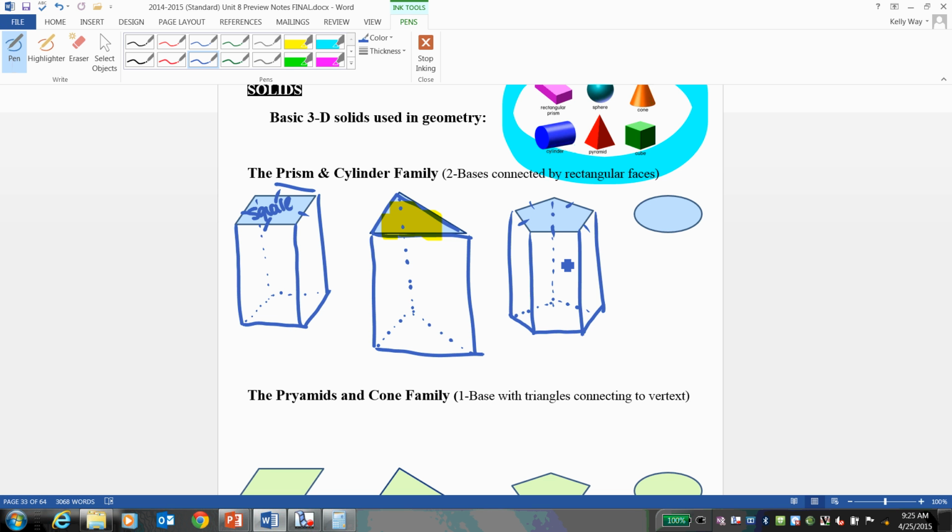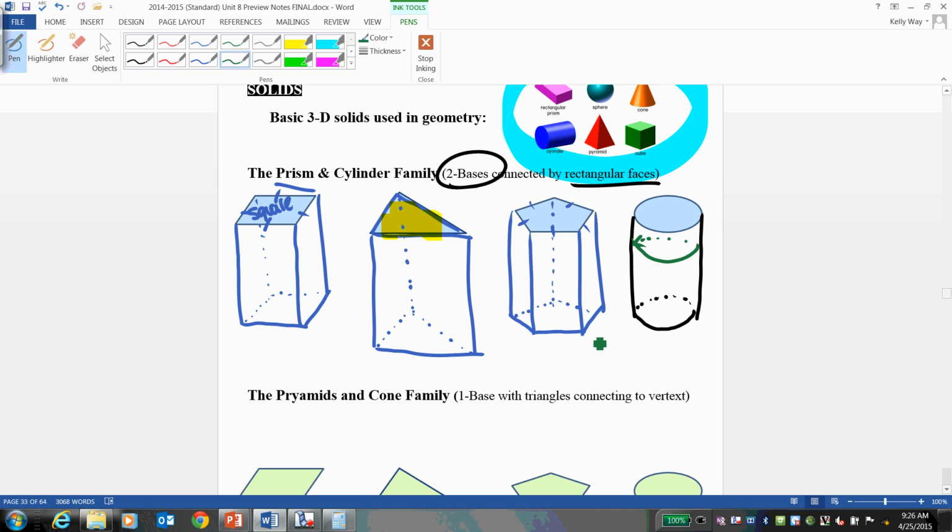So the definition of a prism is basically two bases connected by rectangular faces. Now, it doesn't seem like when you're dealing with a cylinder that you're going to have rectangular faces. But in a moment, you're going to see a cylinder is a circle, and it has one single rectangular face, like a label on a Campbell's soup can. So technically, it does have a rectangle. It's just wrapped all the way around.